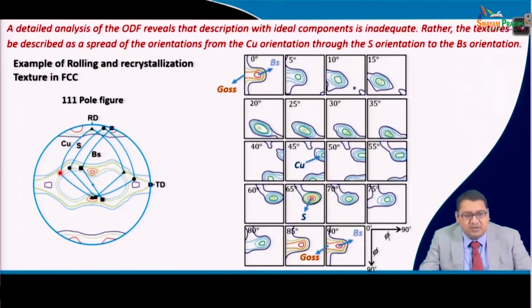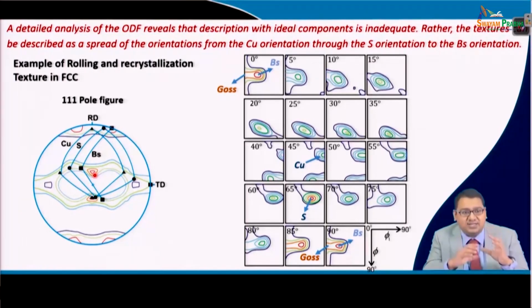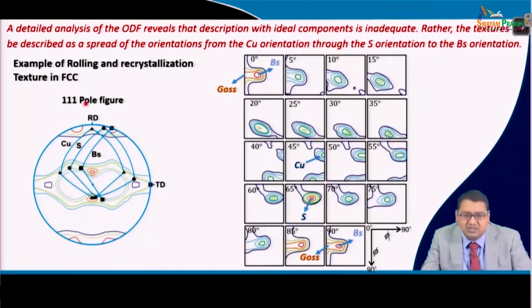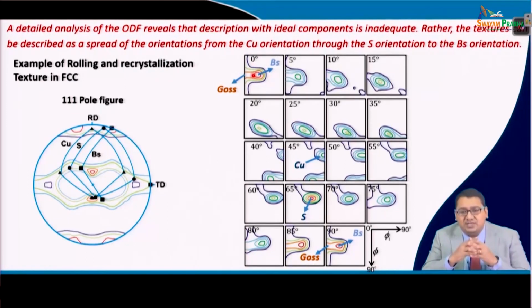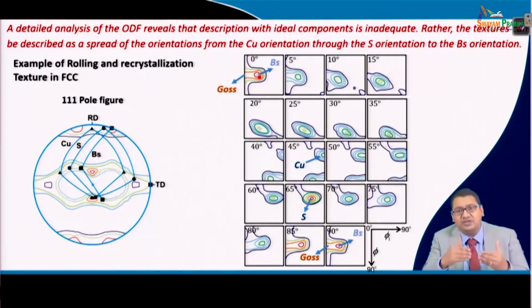But here you see that when there is a copper texture and the S texture and the brass texture, they are not coming in terms of individual components, but they are coming in the form of a fiber, and that means in a kind of tube connecting copper, S and brass, maybe with higher and lower intensities in certain positions. If we describe this texture in terms of the orientation distribution function, that is phi 2 equal to 0 to 90 degree ODF with a graduation of 5 degrees, you can see the formation of the brass component here, the Goss component here, and then you can see that there is a fiber connecting the Goss and the brass.